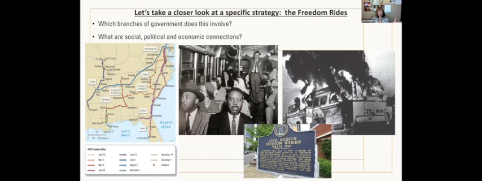Who's president during the Freedom Rides, '61? Kennedy. Very interesting how Kennedy, it was so hard during that time because you didn't want to make the Southerners mad, you didn't want to make the Northerners mad, and trying to balance that stuff out. Any questions, comments? All right.